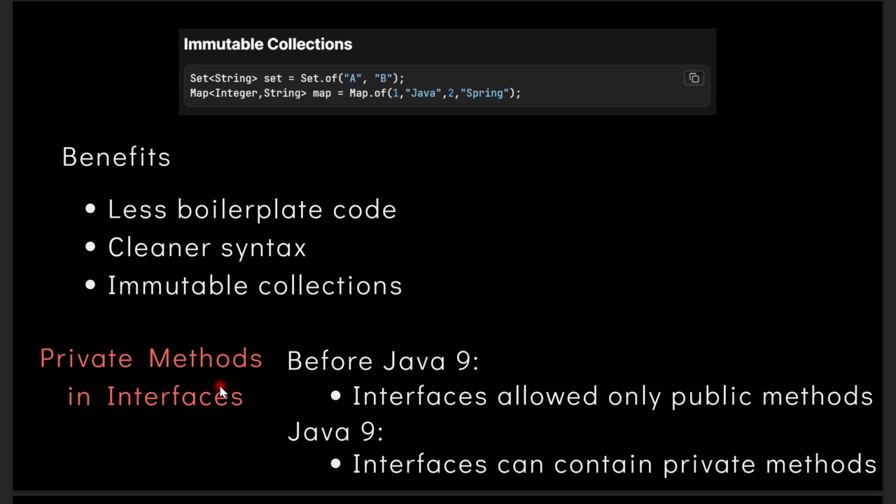And they introduced private methods in interfaces. Before Java 9, we could not declare any private methods in interfaces. The main use of private methods is reusable code. If you are creating code in interfaces, you can make the reusable code as private methods, and you can reuse it in other places inside the interface. You can call these private methods, so private methods are accessible only inside that interface.